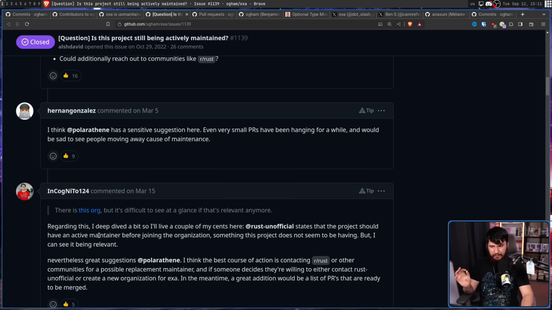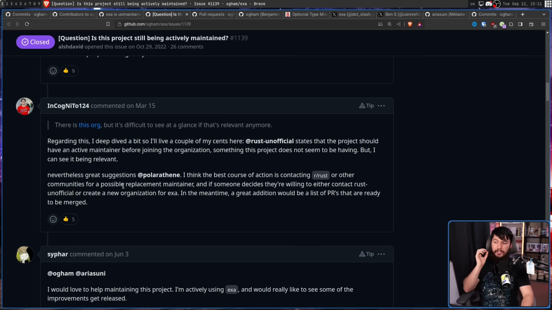Regarding this, I deep-dived a bit, so I'll leave a couple of my cents here. Rust official states the project should have an active maintainer before joining the organization, something this project does not seem to be having, but I can see it being relevant. Nevertheless, great suggestions. I think the best course of action is contacting r/rust or other communities for a possible replacement maintainer, and if someone decides they're willing to either contact Rust Official or create a new organization for Exa, in the meantime, a great addition would be a list of PRs that are ready to be merged.